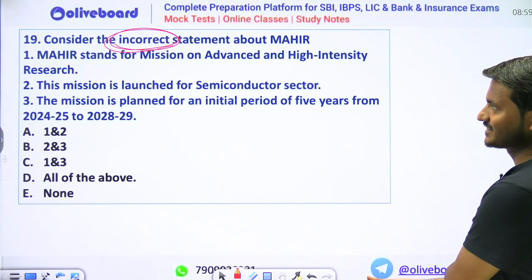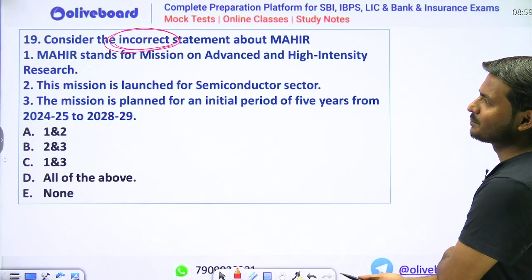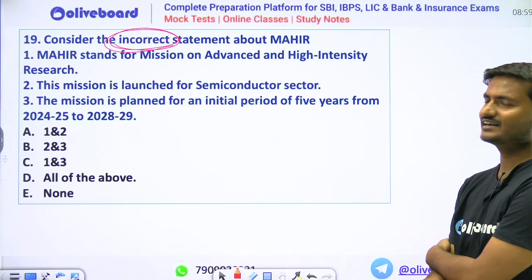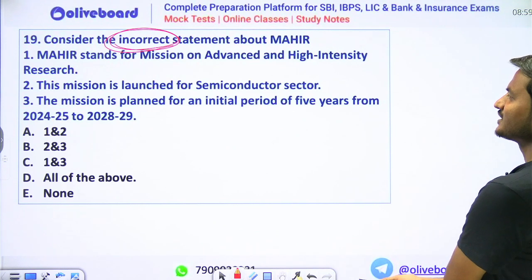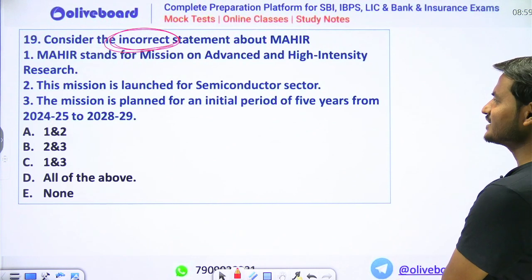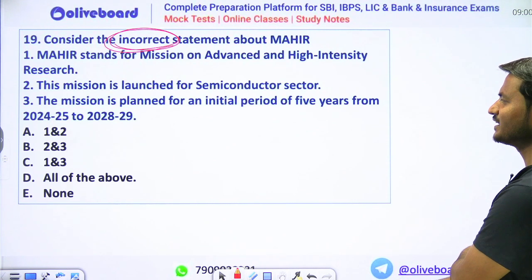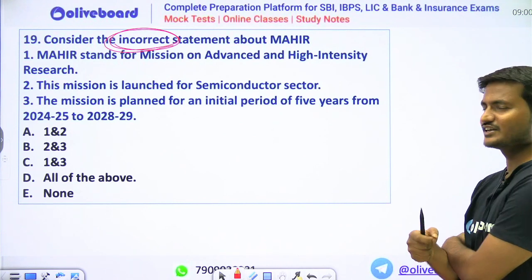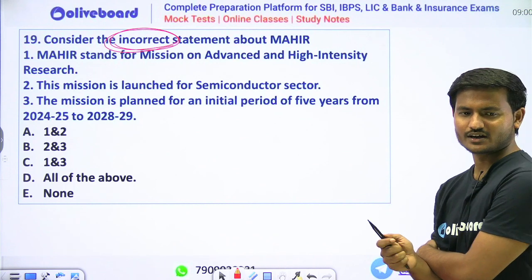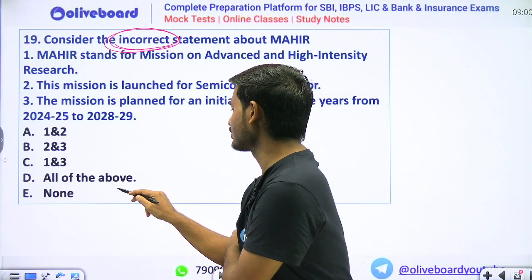Consider the incorrect statements about Mahir. Mahir stands for Mission on Advanced and High Intensity Research. The mission is launched for the semiconductor sector, and the mission is planned for an initial period of 5 years, that is from 2024 to 2028-29. Yes, the option is, all of them are correct.